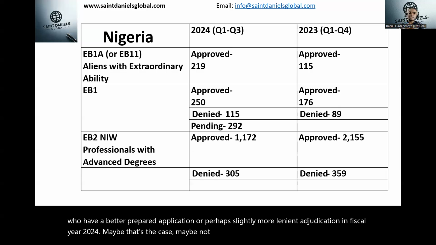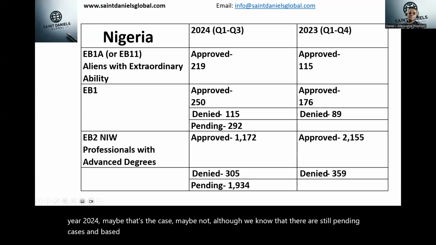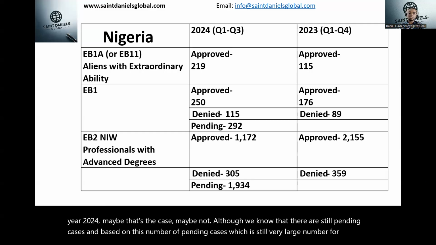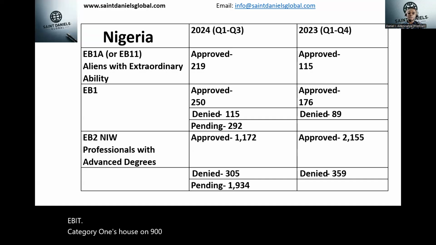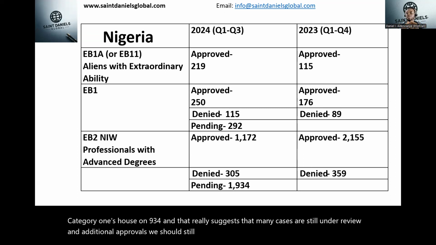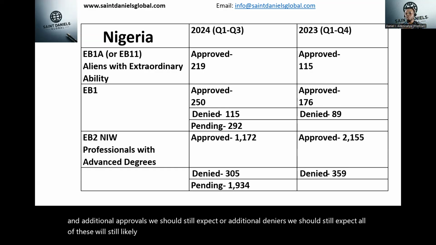Although we know that there are still pending cases, and based on this number of pending cases, which is still a very large number for the EB2 NIW category, 1,934, that really suggests that many cases are still under review, and additional approvals we should still expect, or additional denials we should still expect. All of these will still likely emerge by the end of the fiscal year 2024.